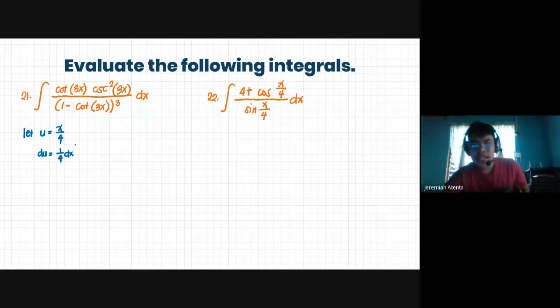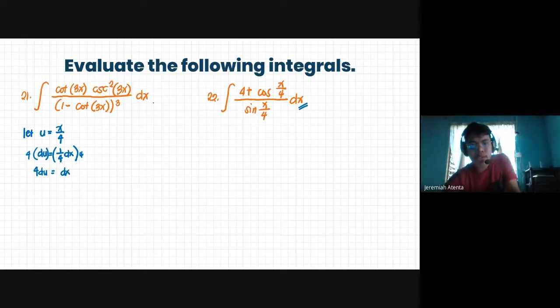From that, take note we only have dx here. So we need to omit the 4 from the denominator. We will multiply both sides by 4. So we have 4 du equal to dx.